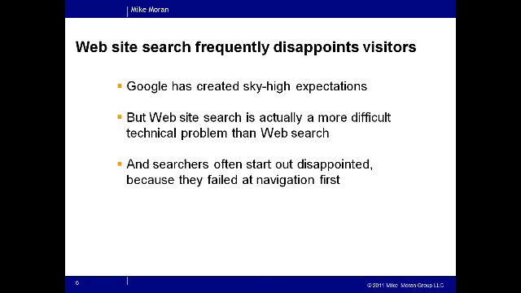So why is website search so frequently disappointing? Well, one of the reasons is that Google works really well. The reason Google works so well, in part, is because they have fantastic technology and thousands of engineers and put loads of money into it. But the other reason Google works so well is that web search, what Google does, is actually an easier problem than website search.